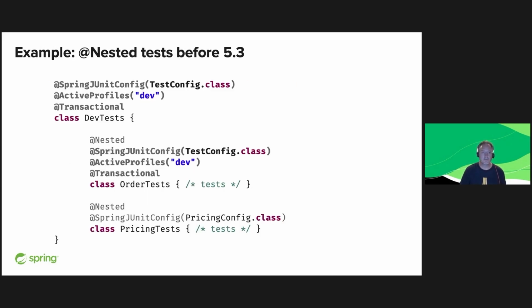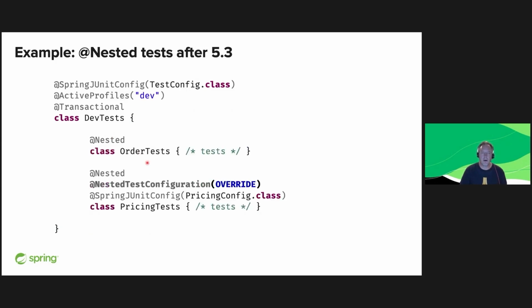So here we have an example, nested tests before 5.3. So here we have dev tests. We've got SpringJUnitConfig. This could also be @SpringBootTest. We've got active profiles and transactional, and we want that applied to the tests in the top level, but we also want that applied to the nested test classes. But prior to 5.3, that wasn't possible. So what you see here in bold is we basically had to copy all of the configuration, all the annotations onto each nested test class that we wanted to have the same configuration. So that's pretty ugly, and we'd like to avoid that. Here we see one with some different configuration, but here we had to duplicate that.